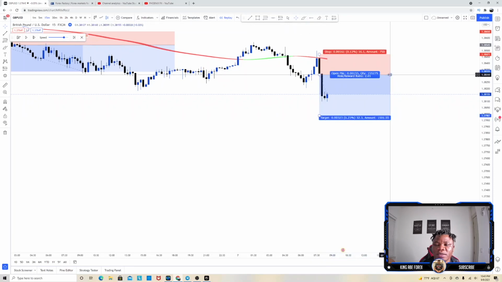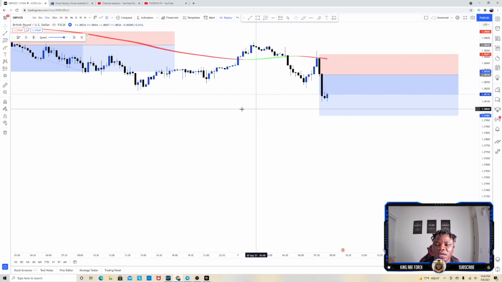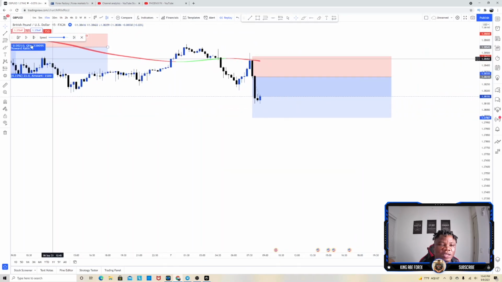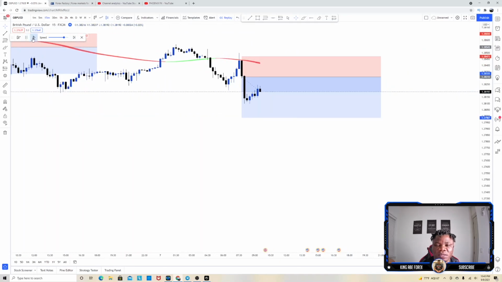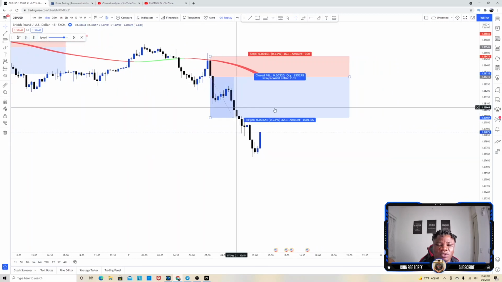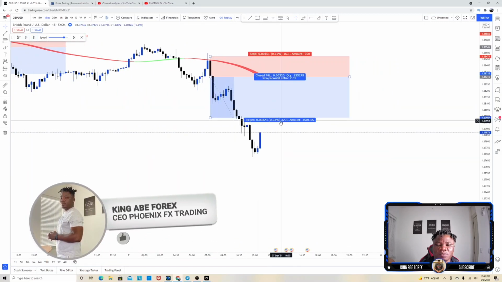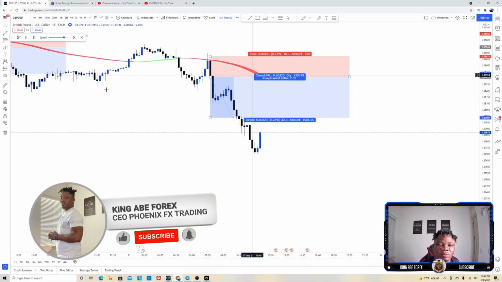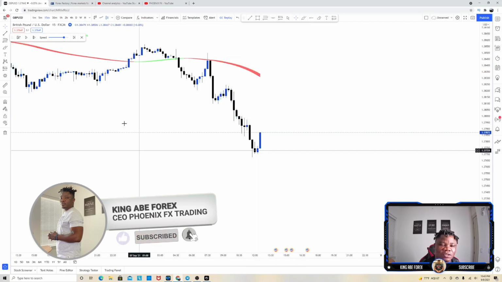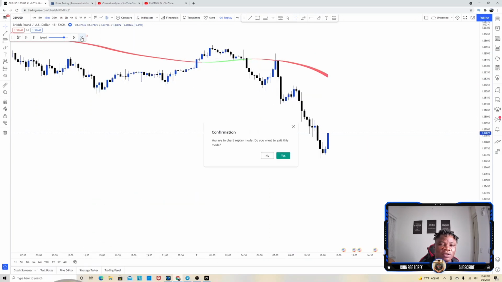Let's take a look and see how this trade actually played out. Right there we got our take profit smash for 32 pips, stop loss 16 pips. So guys, this is how you use this strategy for a sell position.